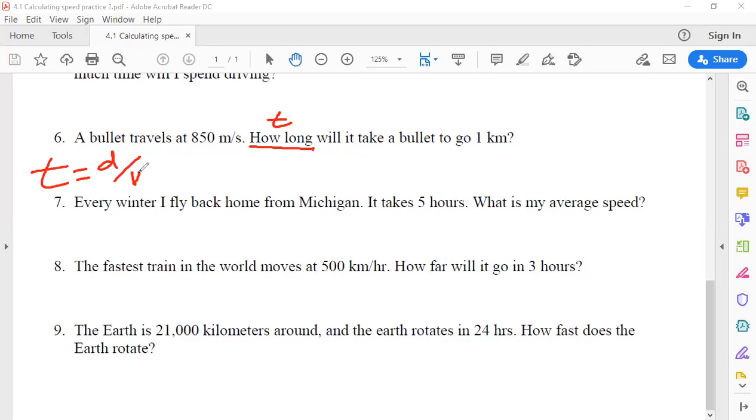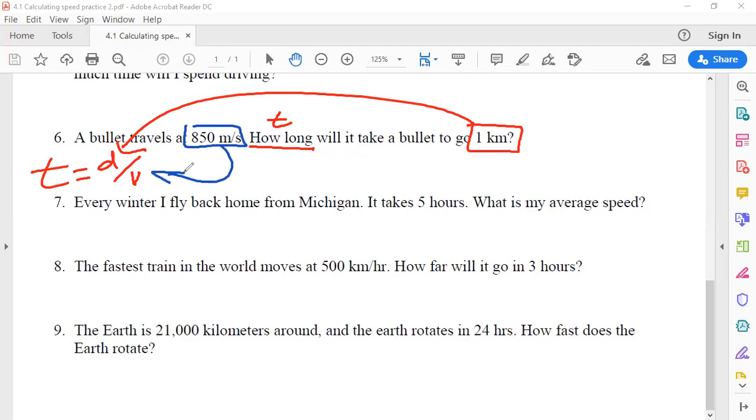We're going to take the distance, that's here, and bring it over here. We're going to take the speed, and it's going to go in here. And then we're going to punch it in the calculator. We can move on. Question 7.